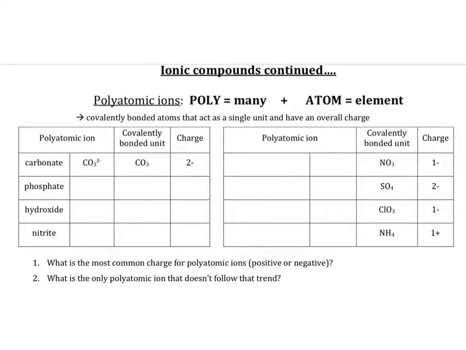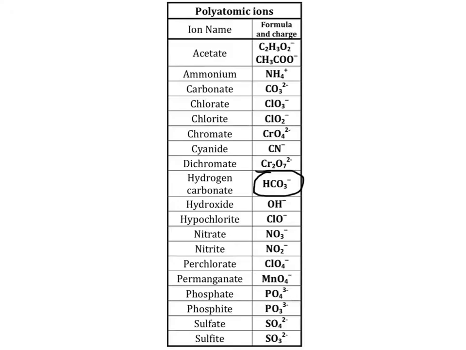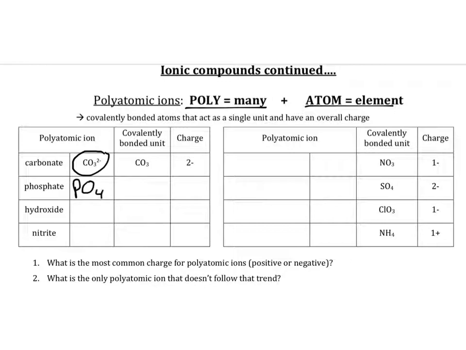So let's go ahead and talk about this some more. So again, polyatomic ion, poly means many, atomic means atom, and if you take a look, the carbonate is CO3, 2 negative. The covalently bonded unit is CO3, there's 1 carbon and 3 oxygens, and the charge that it has is a 2 negative. Let's go and take a look at phosphate. Phosphate is right here. It's PO4, 3 negative. And so what that means is PO4 is the covalently bonded group. Phosphate is PO4. There's 4 oxygens and 1 phosphorus. And the charge that it has is a 3 negative.